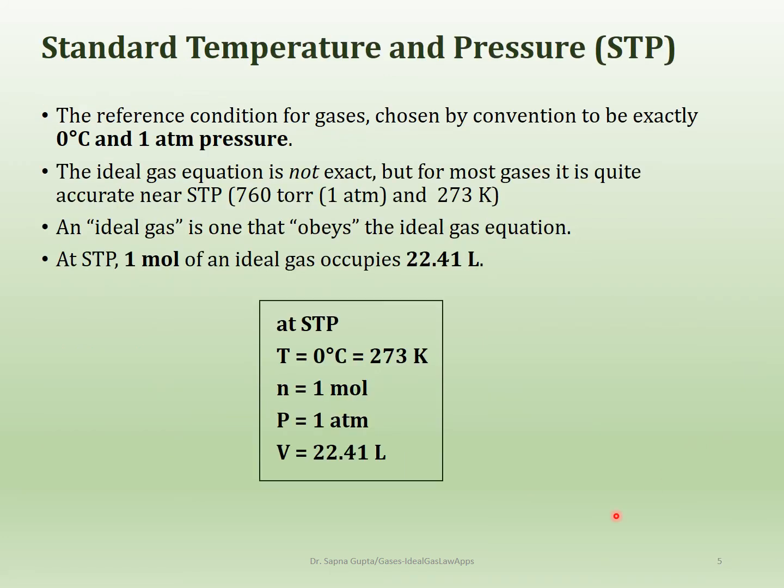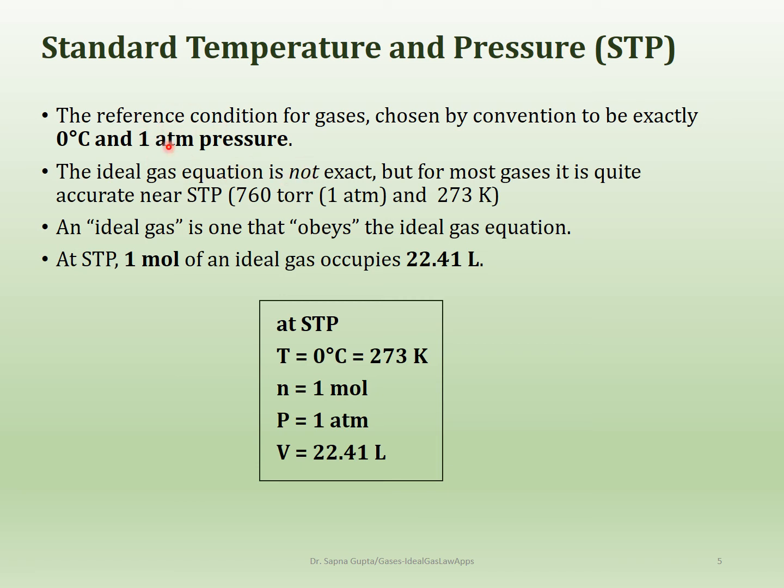Standard temperature and pressure is a condition that we need to understand, because this is how we can predict how a gas is going to behave. We need to have some sort of a standard where we can say, I know a gas is going to behave like this at this particular temperature. For that, the temperature is 0 degrees Celsius, and the pressure is 1 atmosphere.